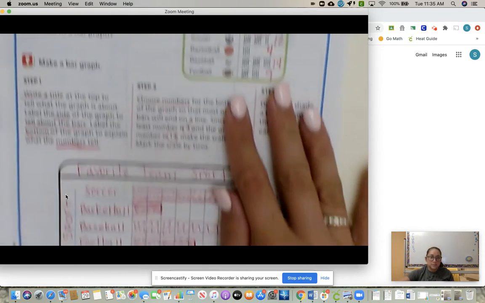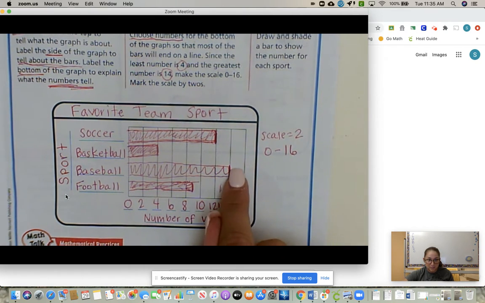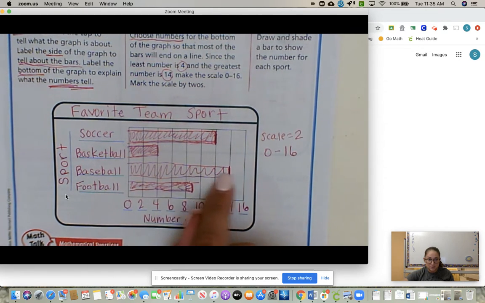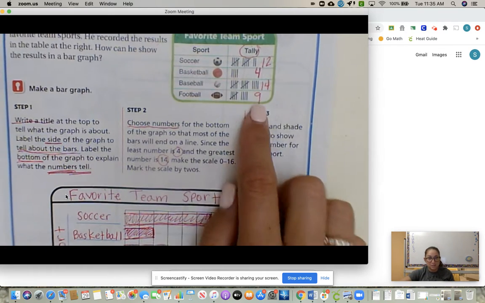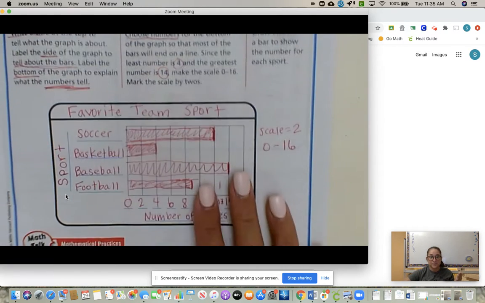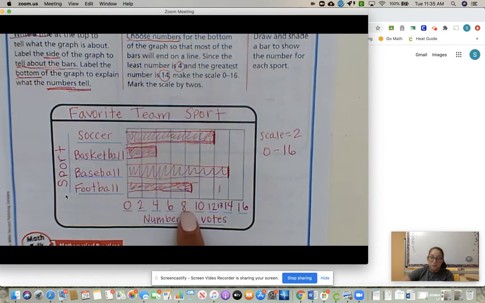Baseball is 14. I'm going to go along the bottom till I see 14. I'm going to follow up my line until I'm next to baseball, make that line nice and dark, create my bar, fill it in, and then football's our tricky one. Football is 9. What two numbers is 9 in between? 9 is in between 8 and 10. So that is why here, even though we did not write 9, 9 is still in between 8 and 10, no matter what. That doesn't change. So that is why we go in between them.